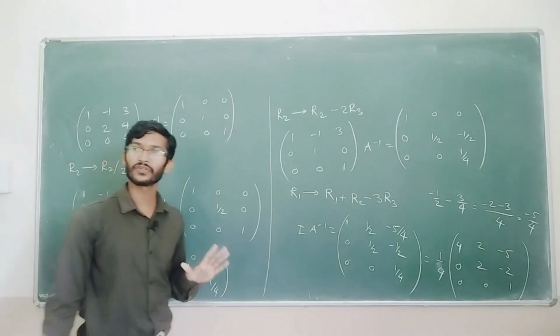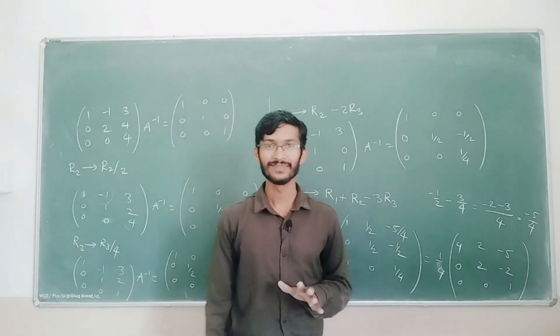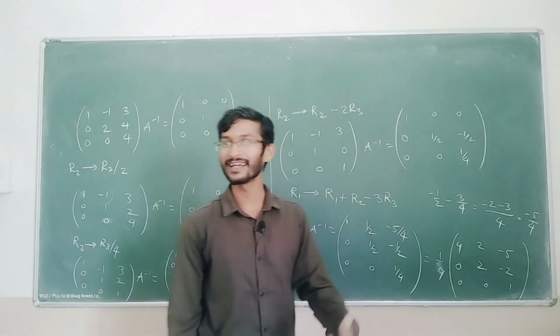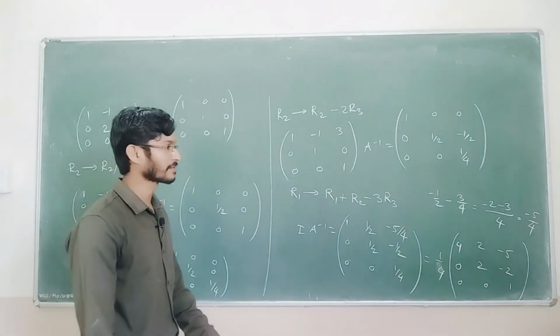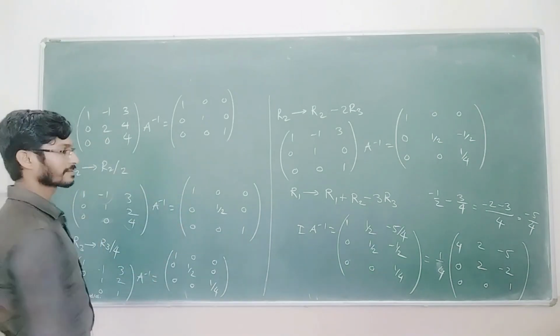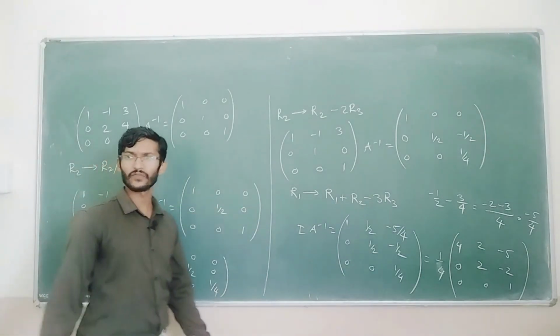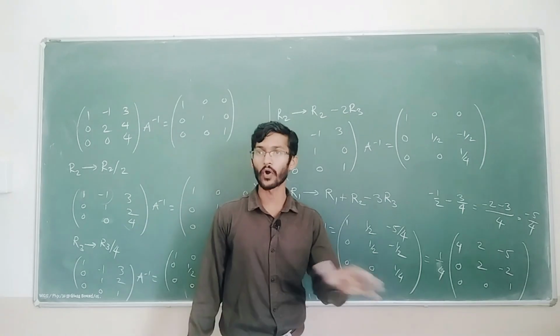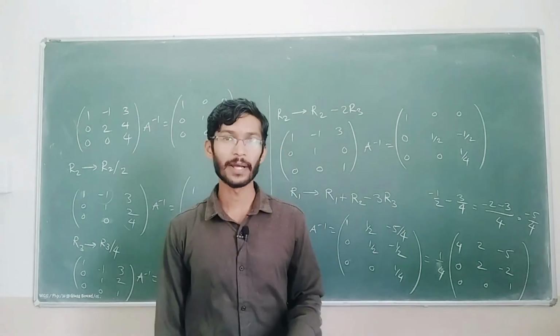So this calculation might be correct. I am not sure whether it is definitely correct, but you cross check this. What we can do? We can multiply this original matrix and that matrix, and we can find out whether the product is equal to the identity matrix or not.